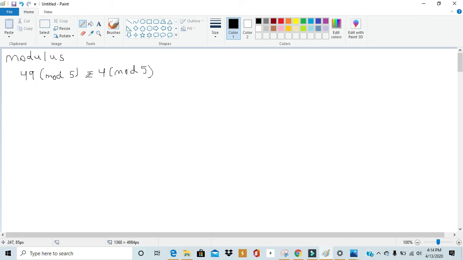Now we can also express this by something else. Instead of looking at the largest multiple of 5 less than 49, we can search for the smallest multiple of 5 greater than 49. Now, the smallest multiple of 5 greater than 49 is 50. And this is 1 less than 50. So we can also express 4 mod 5 and 49 mod 5 as being congruent to negative 1 mod 5, because it's 1 less than a multiple of 5. So that's basically how modulus works.